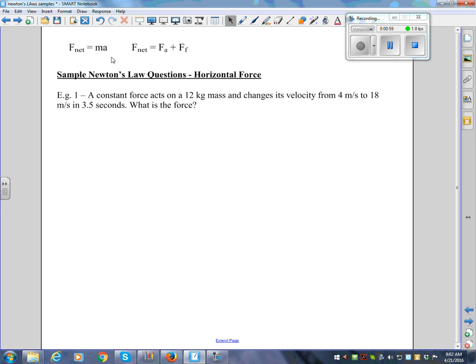And then what's this one right here? F net equals Fa plus Fx. What do you think those things stand for? Applied force. Yeah, applied force and friction force.